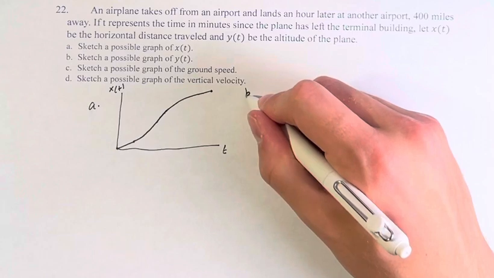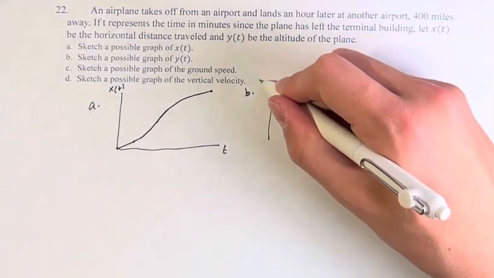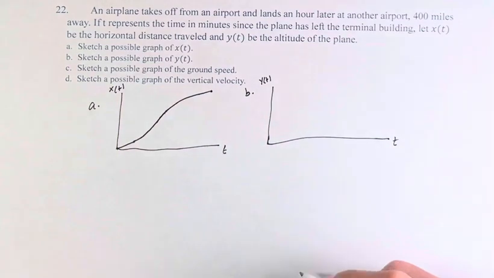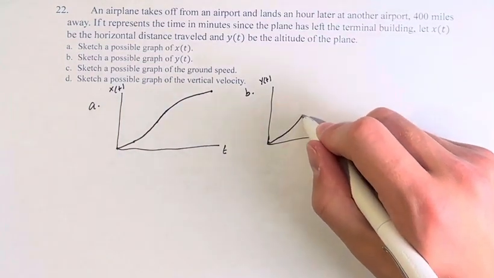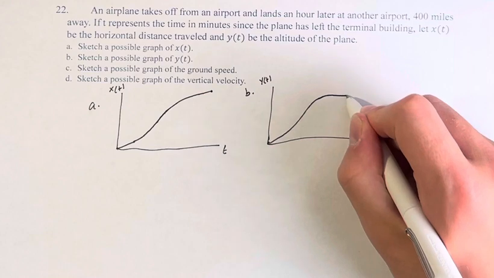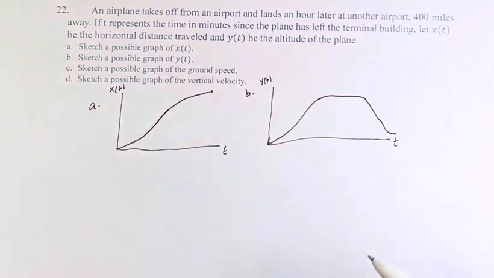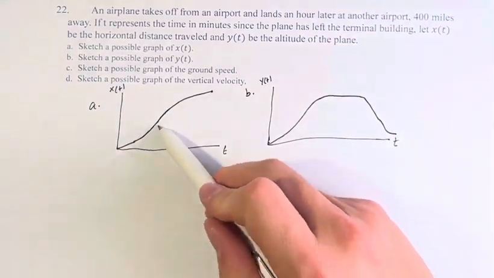For b, y of t, similar thing being graphed over time. The plane is going to go up, it's going to reach its cruising altitude, and then it's going to go back down again. And the exact slopes of these functions don't have to match, but you need to have this general shape for both of these.